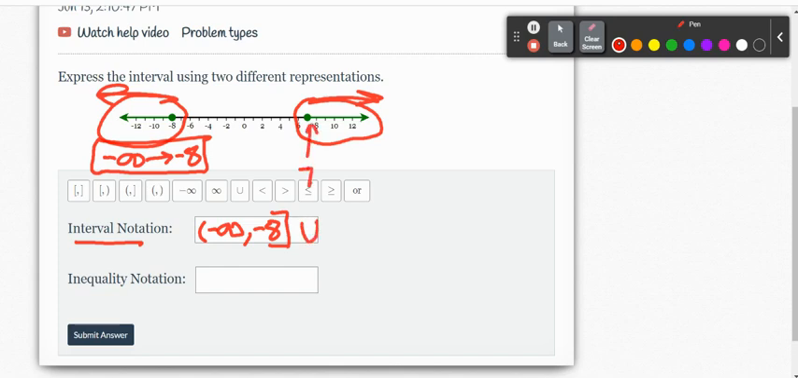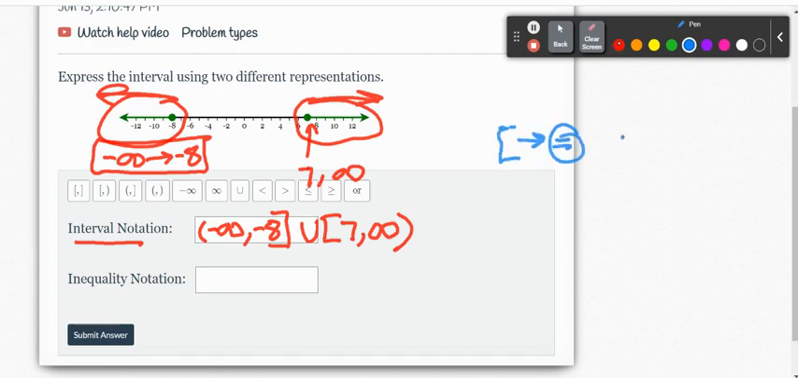So we go 7, comma, infinity, and we use a bracket on the 7, and on the infinity we use parentheses. Never ever use brackets on infinity because brackets means you can be equal to the value. Well, you can never be at or equal to infinity. That's impossible because as soon as you think you're at infinity, infinity shoots infinitely far away from you and you keep on running. So it doesn't work.